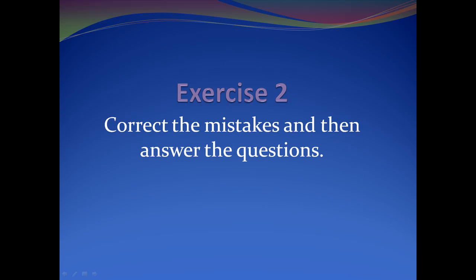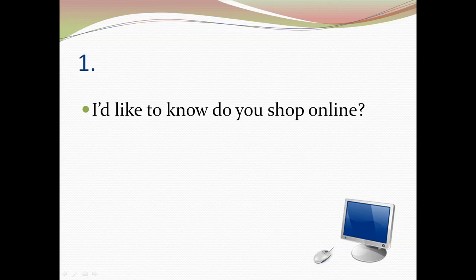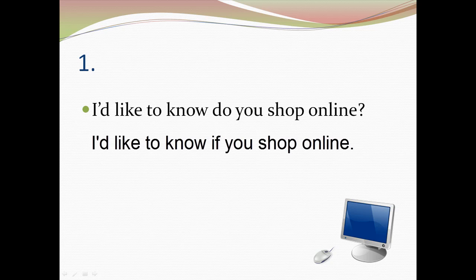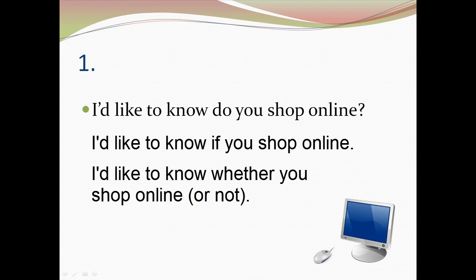Exercise 2. Correct the mistakes and then answer the questions. This exercise will review what you've learned in parts 1 and 2. 1. Read the statement and find the mistake or mistakes, then correct them. The correct statement: I'd like to know if you shop online. This is not a real question. We do not need the question mark. Use a period. Also, we could use whether. I'd like to know whether you shop online or not.